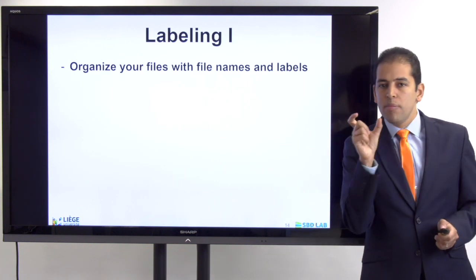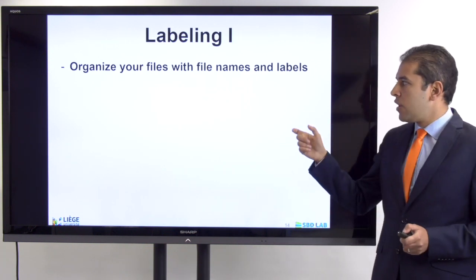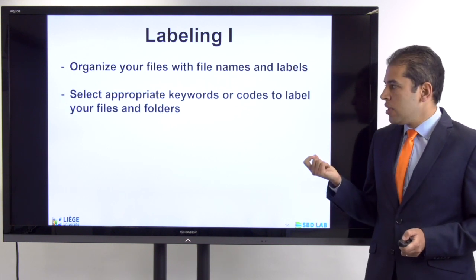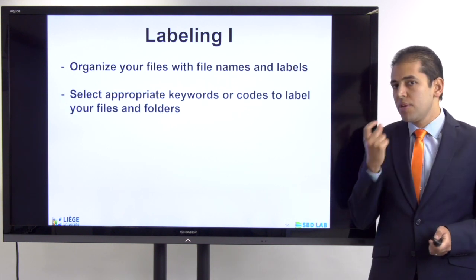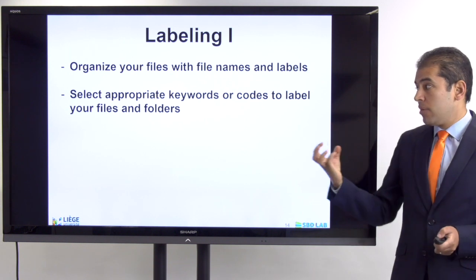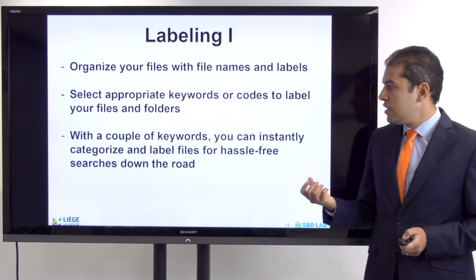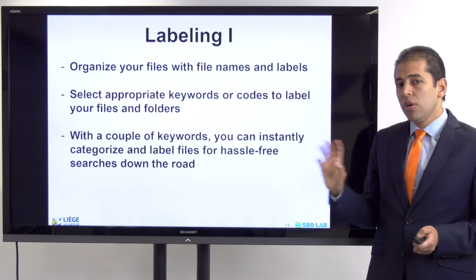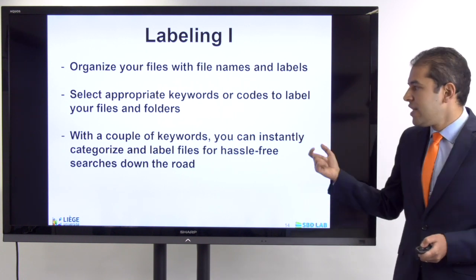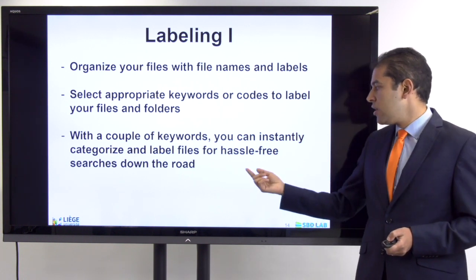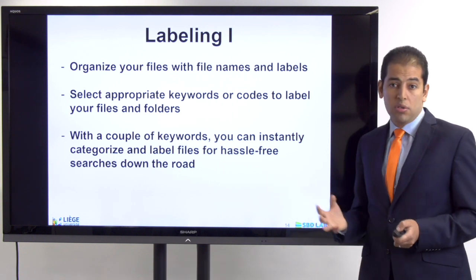Now, regarding the labeling of your folders, organize your files with file names and labels, meaning that you have to select appropriate keywords or codes to label your files and folders. In this sense, with a couple of keywords, only 2, maximum 3, you can instantly categorize and label files for hassle-free searches down the road.